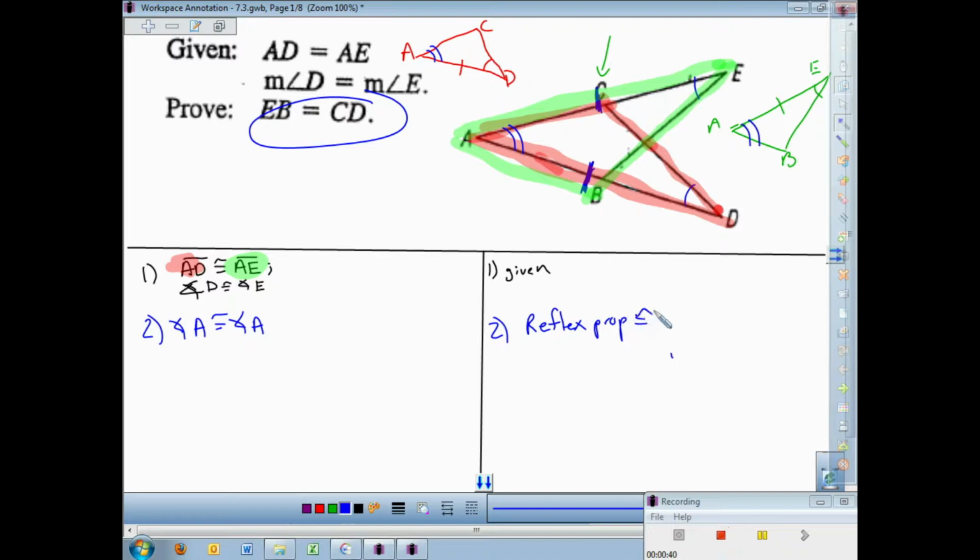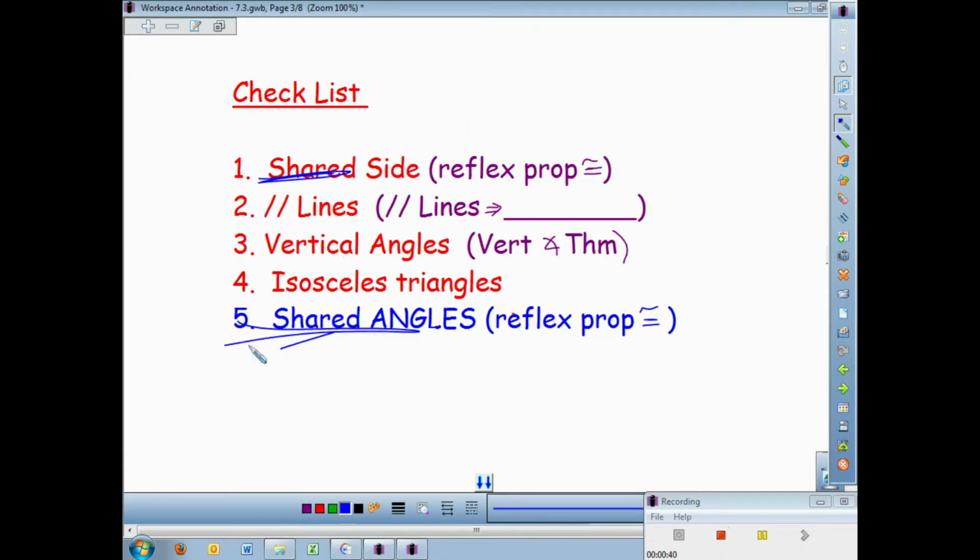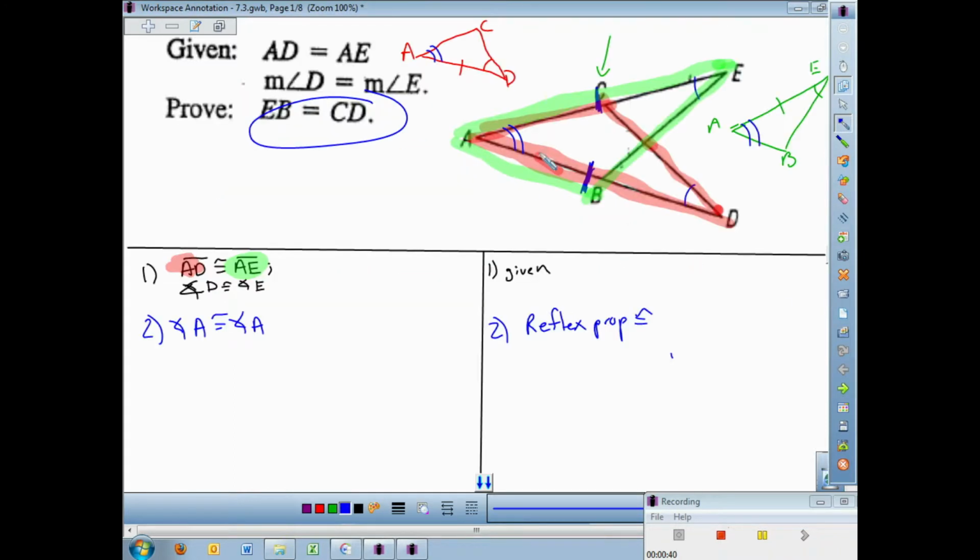So that's cool. Now our checklist is basically complete. There's 5 total things on the checklist. Boom, boom. These 5 things. The shared angle, that's the new thing, and that's still going to be the reflexive property. So that's what we got. Now if you look at your separated picture, do you have enough information to prove those 2 triangles congruent? Well, yeah. Angle, side, angle. Angle, side, angle. So bingo. We can prove those 2 triangles congruent in step 3.